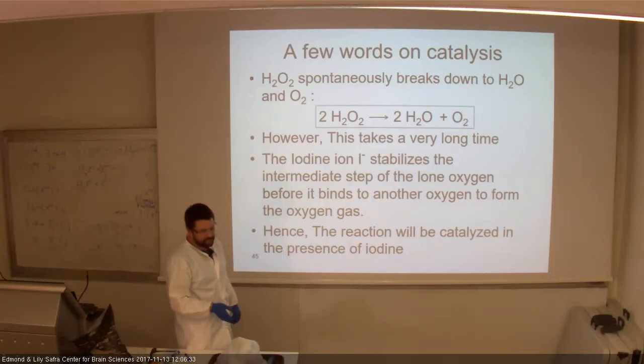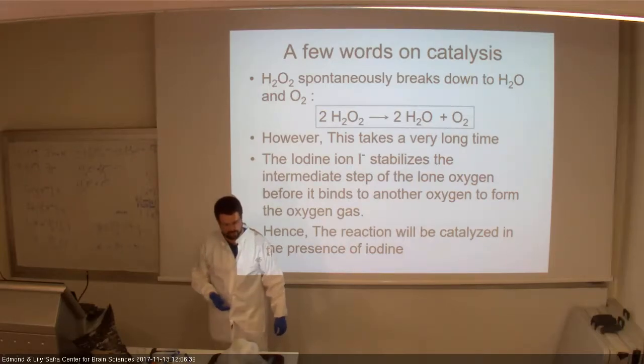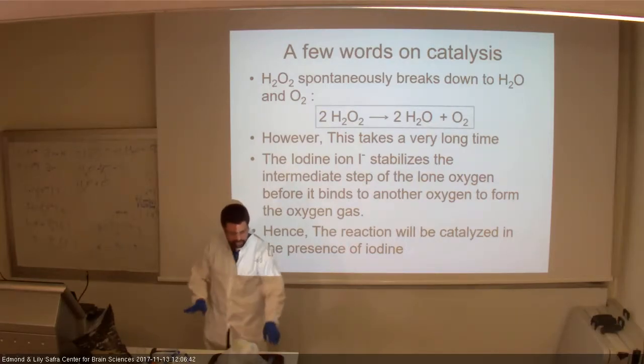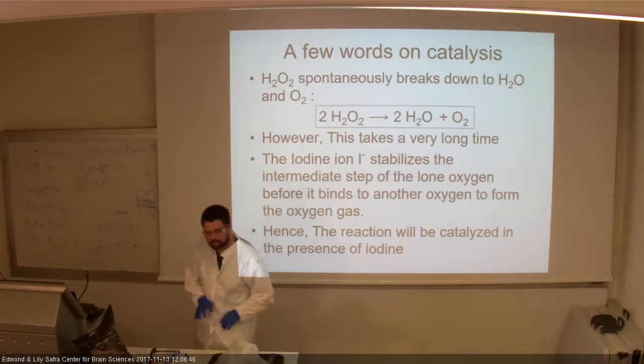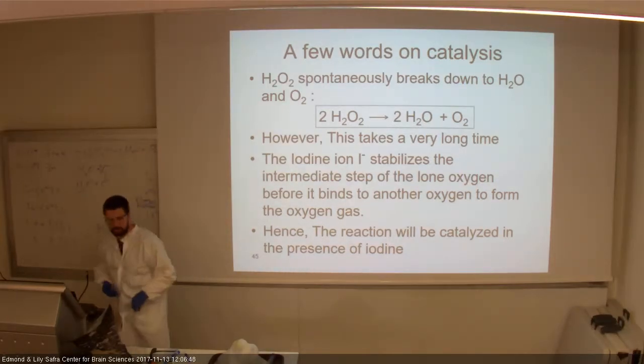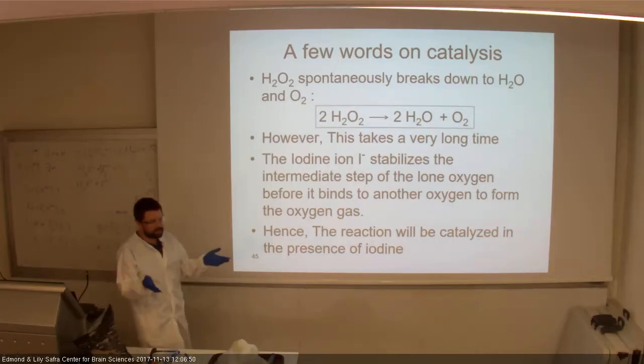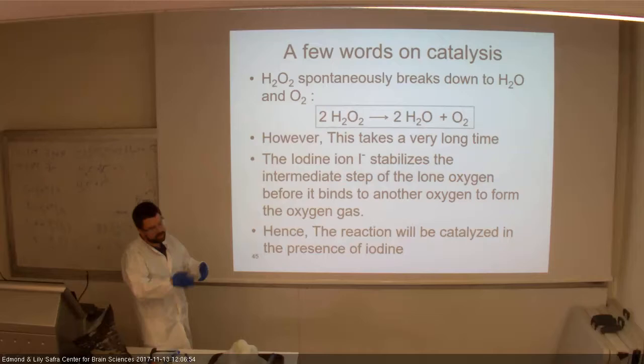But then it's nothing. It's water and oxygen. Now it's gone. All the hydrogen peroxide here has already broken down to oxygen and water. Why? Because the environment has such a low concentration that the chemical reaction is just going all the way.